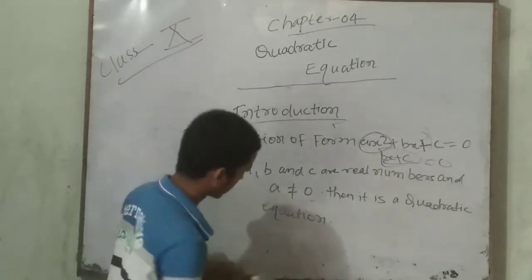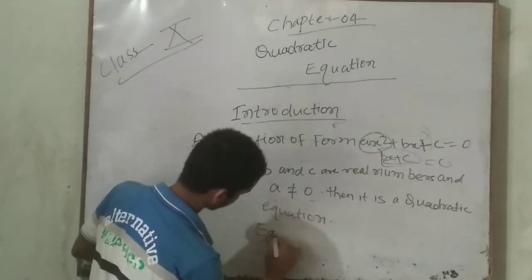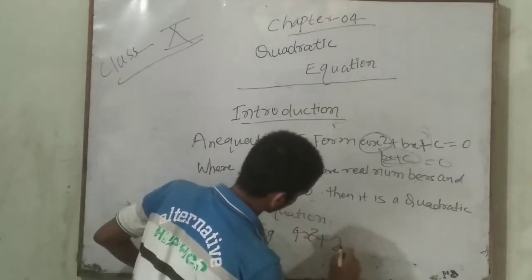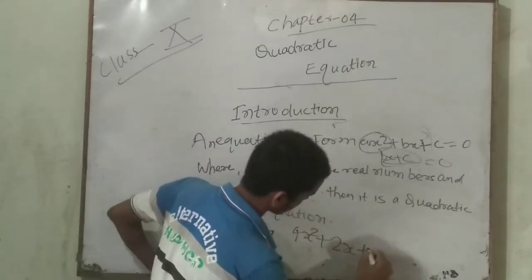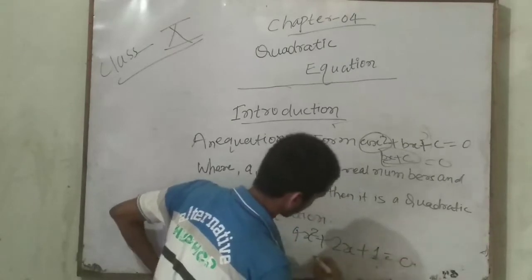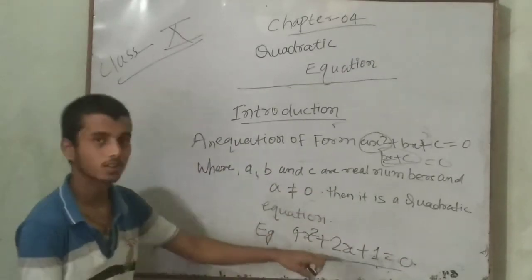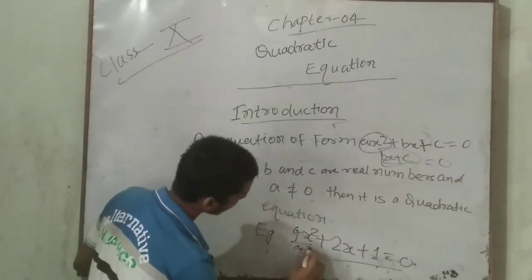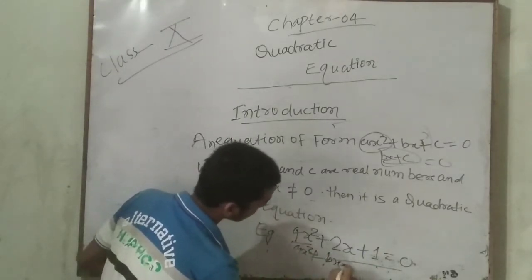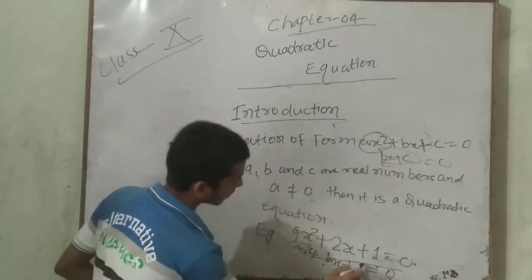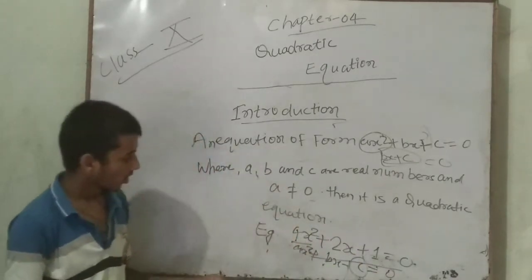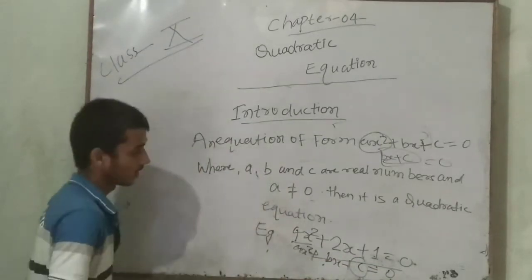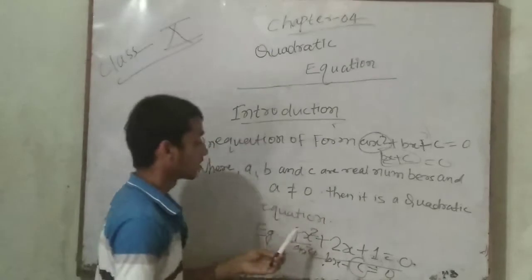Example: x square plus 2x plus 1 equal to 0. This is of the form ax square plus bx plus c equal to 0, where c means a constant term. And ax square plus bx plus c equal to 0 is called a quadratic equation.